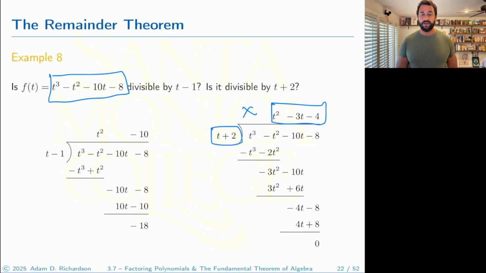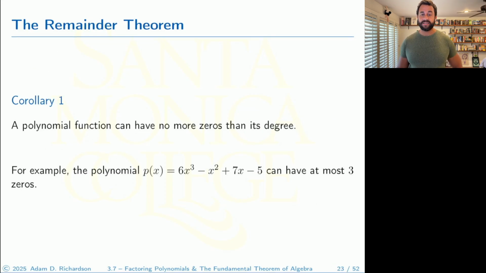All right, so from the remainder theorem, we get this corollary, and this is a helpful corollary, maybe even a little bit obvious if you just think about it intuitively. A polynomial function can have no more zeros than its degree. So for example, this polynomial here is degree 3, and what this means is that it can't have more than 3 zeros. So that's really, really handy. The degree is basically an upper bound on the number of zeros that a polynomial can have. That's what this says, right?